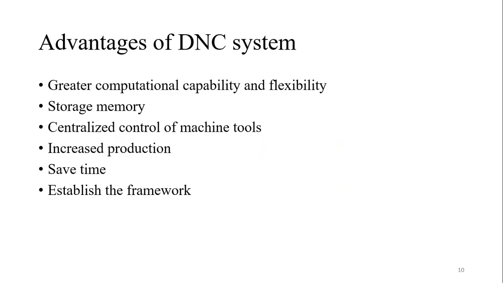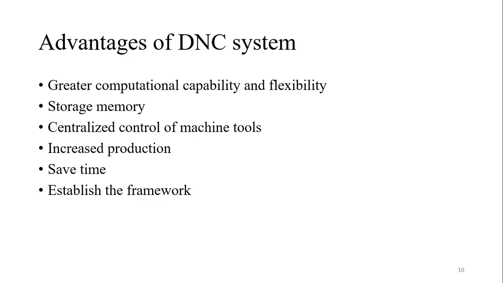Clear? Then what are the advantages of the DNC machine? It has greater computational capability and flexibility. The capability of the machines has increased because you send the program to the mainframe computer. On the mainframe computer, you can increase its RAM, its ROM, and its processor can be bigger. So you can do all the calculation on the one mainframe computer, and if it satisfies your need, then you can send it to the different machines. Then the storage capacity is increased, and there is centralized control of machine tools, even which machine is carrying how many tools and what type of tools are in there. This is very easy to identify through the mainframe computer.